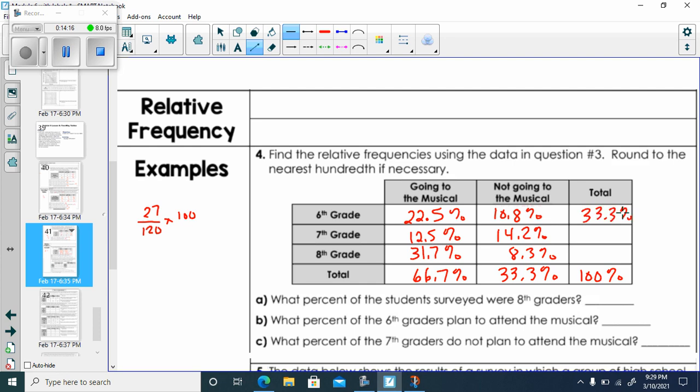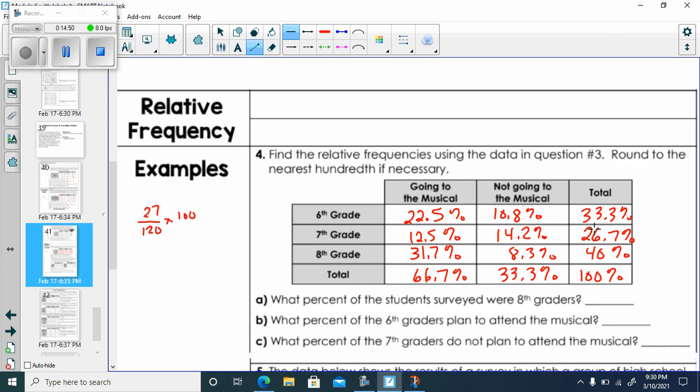33.3% of the people surveyed were sixth graders. Let's try the seventh grade. 12.5 plus 14.2 is 26.7% of the people surveyed were seventh graders. And then let's see, 31.7 plus 8.3 would give me 40% of them surveyed were eighth graders, right?